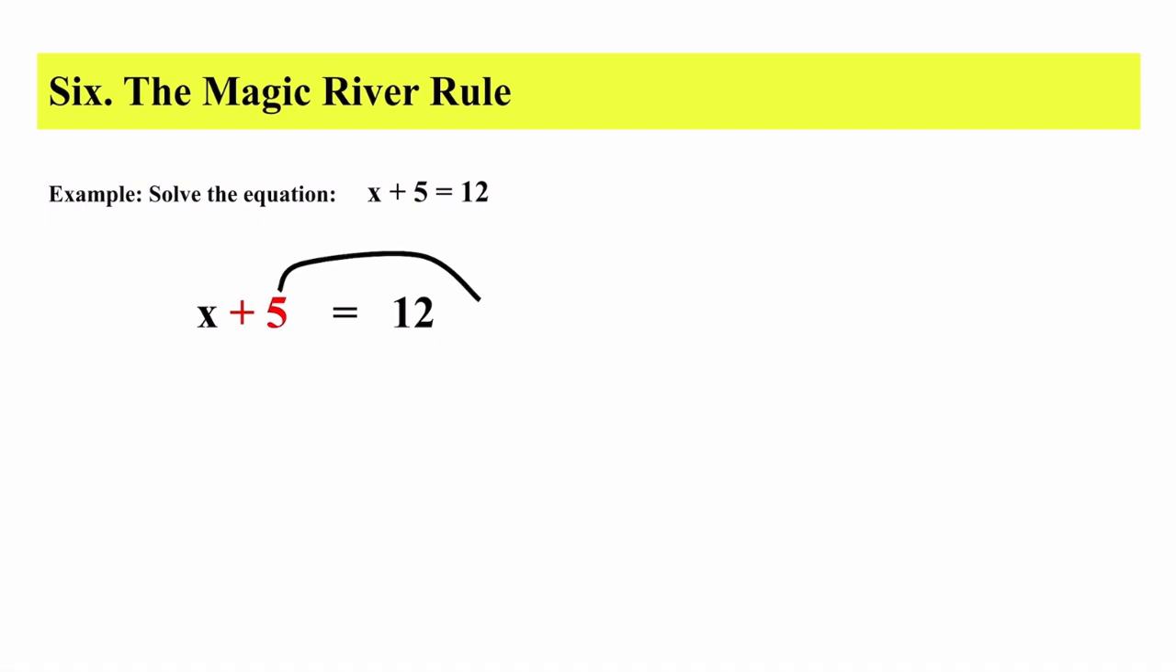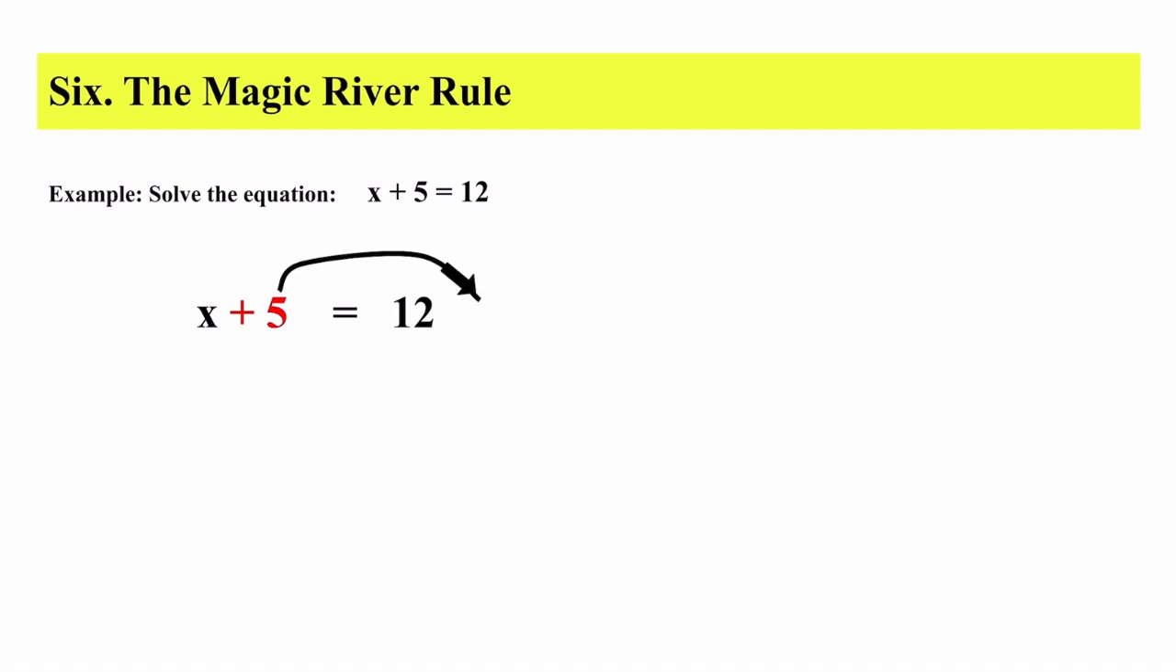Example: solve the equation x + 5 = 12. To solve this equation, we want to get x by itself. Right now, x has a plus 5 attached to it. Imagine the equal sign as a magic river. If we want to move the plus 5 to the other side of the equation, it must cross the river.